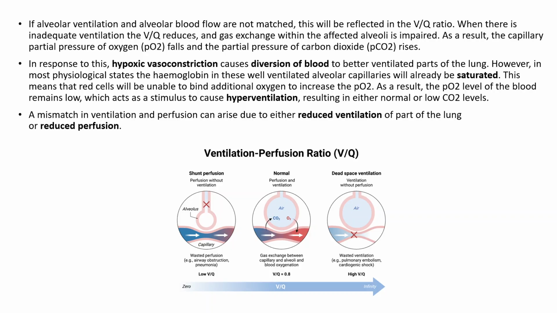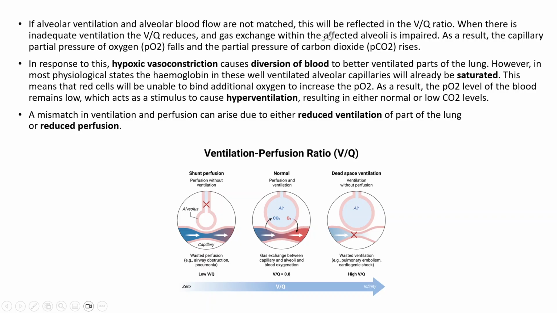So now, imagine alveolar ventilation and alveolar blood flow are not matched with each other. This would actually be reflected in the VQ ratio that's measured. So if there is inadequate ventilation, that means when you're breathing, the amount of air that you're breathing, that 6 liters per minute for the adult that we saw, is actually decreased for whatever reason, then the VQ ratio would reduce. So the gas exchange within the affected alveoli is impaired.